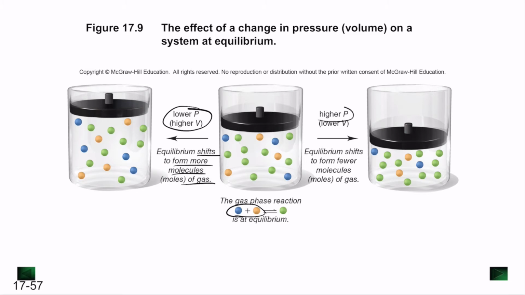Now when you have higher pressure and lower volume, the equilibrium shifts to form fewer molecules, which means it goes towards the side that has fewer number of moles. Here, the product.